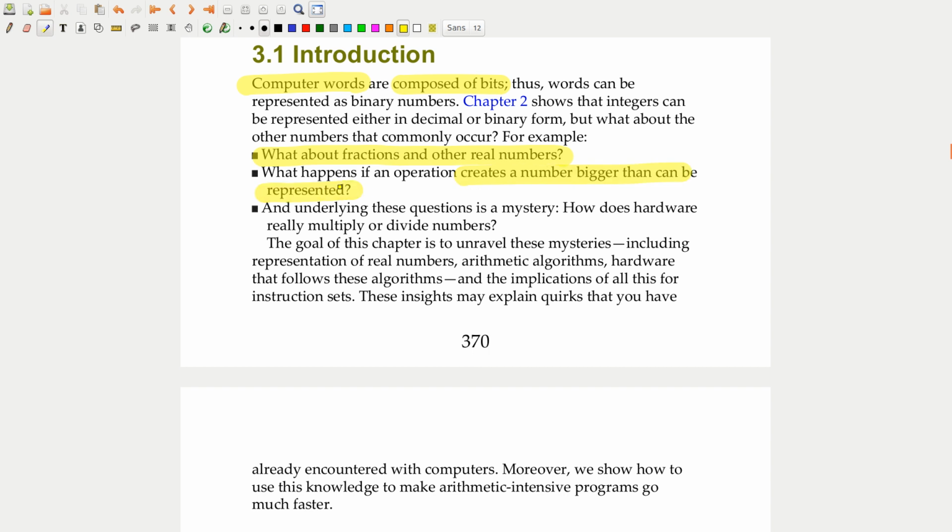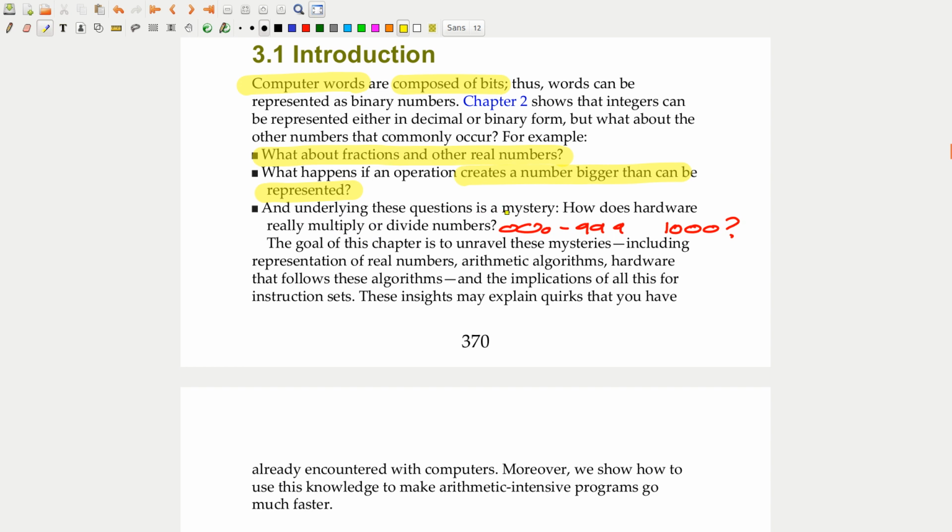So let's say we have 3 decimal places. So we can represent numbers from 0 to 999. What happens if we want to represent 1000? What happens if we get that as a result of some operation? Well, we'll see how we're going to cover things like overflows.